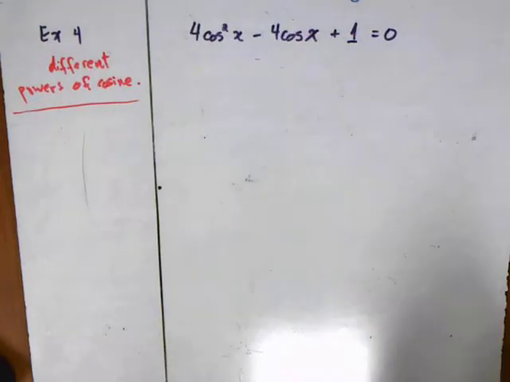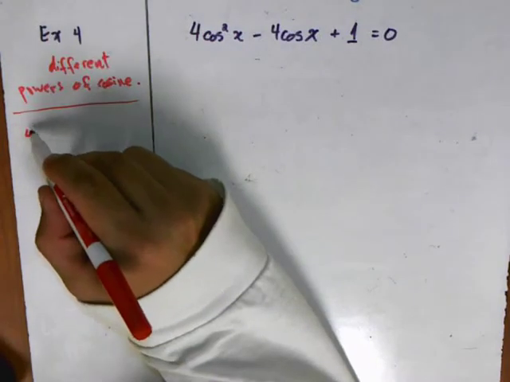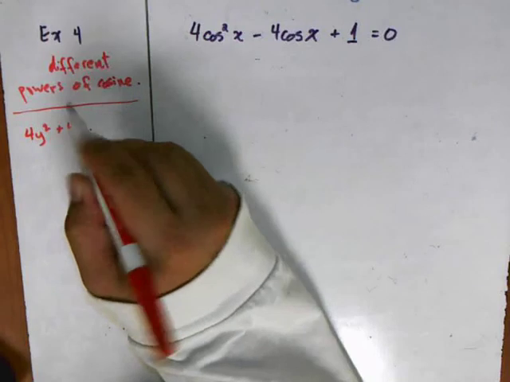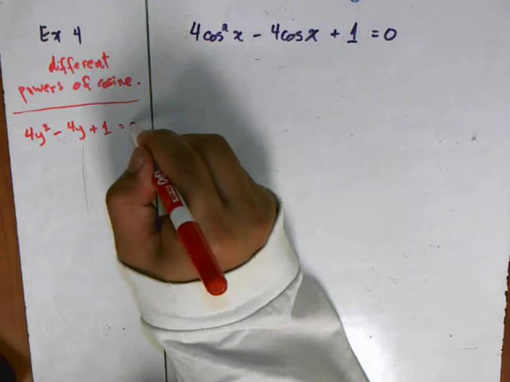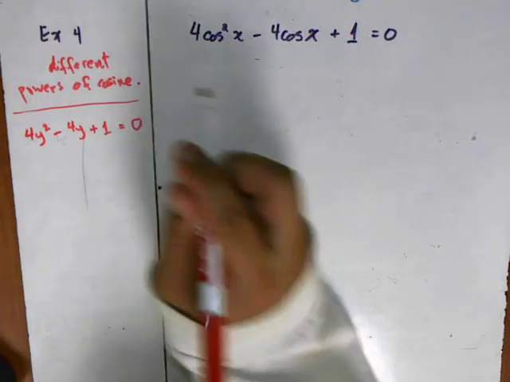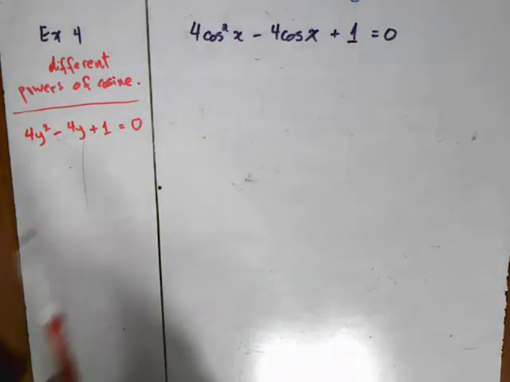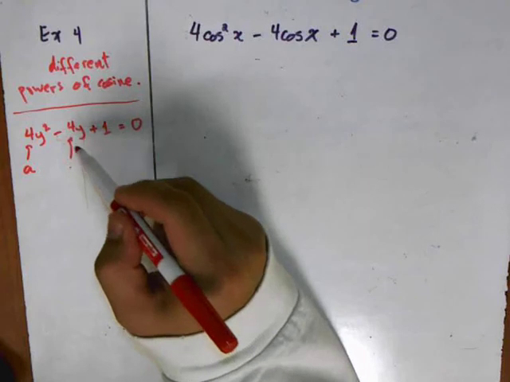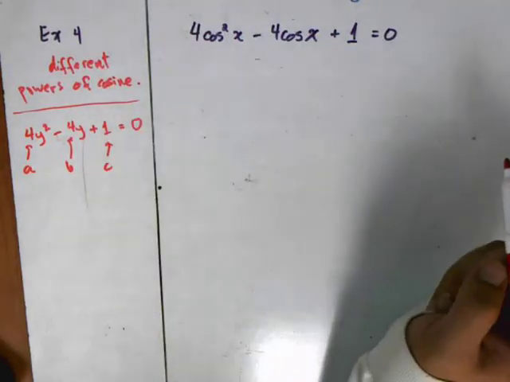So again, let's think about, when have you seen different powers of a variable before? Well, let's see if we can solve this problem. What if I give you 4y squared minus 4y plus 1 equals 0. Could you solve this problem right here? Well, of course you should be able to. This is a quadratic. You can use the quadratic formula. You can try to factor. A is 4, B is negative 4, C is 1, and you can certainly use the quadratic formula.